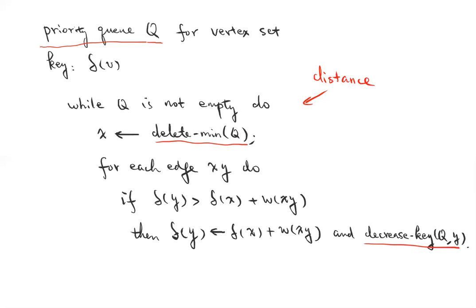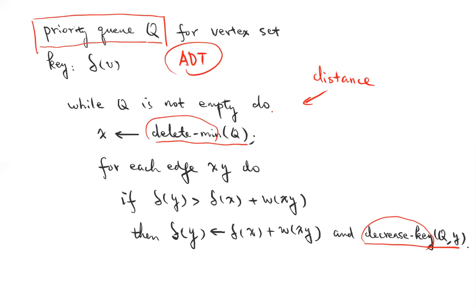Of course, now we need to get into the details of how to implement the priority queue. That's an abstract data type. It's a set of objects plus operations, and these are the operations we need to carry out. There are many actual data structures supporting a priority queue. For instance, we can use a binary heap.